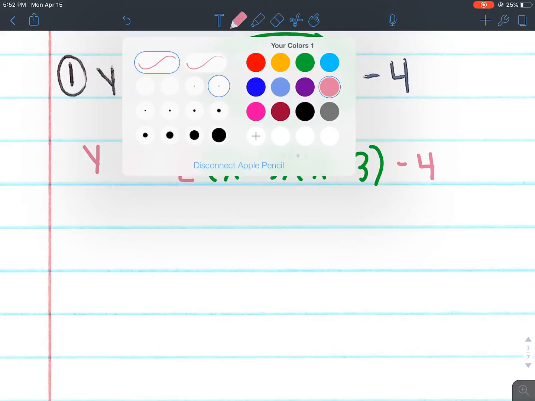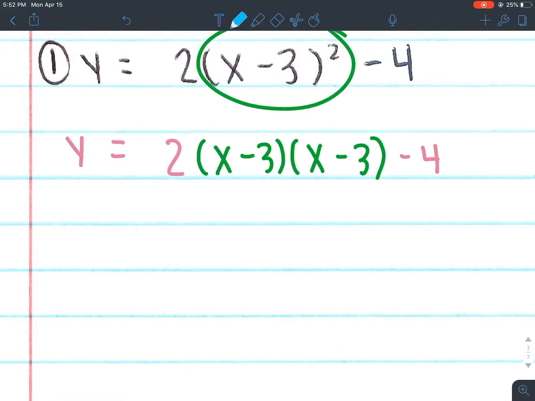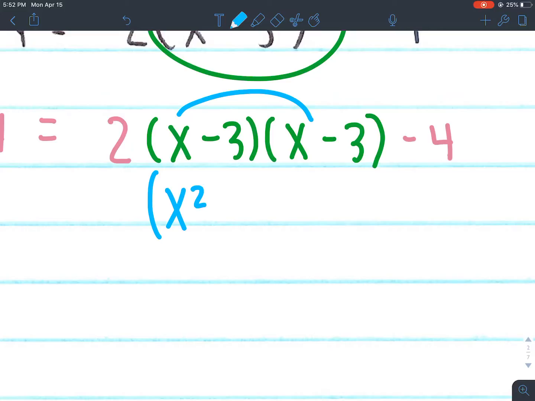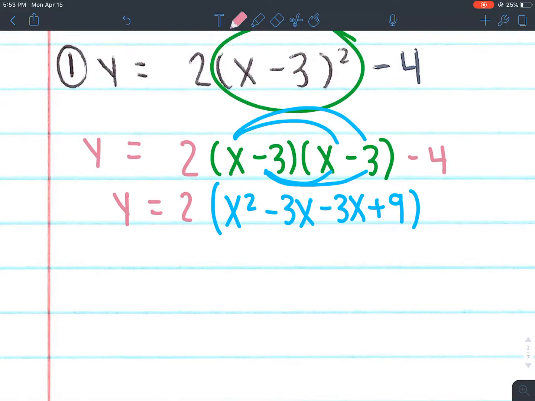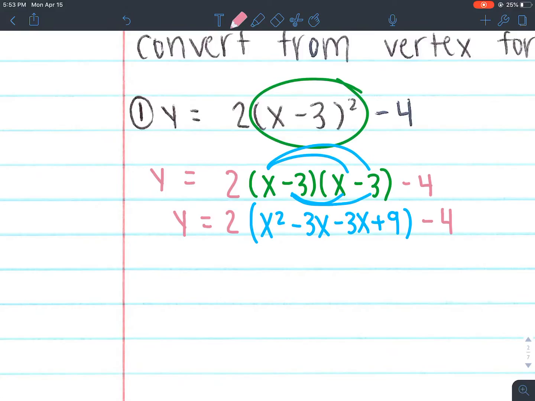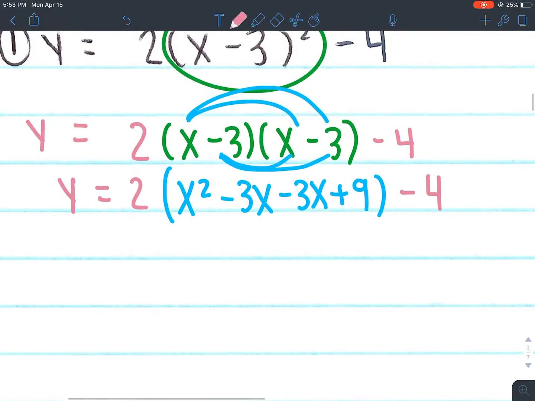Next we are going to double distribute. So we have x times x, which is x squared. Now these are still going to be in parentheses when we're finished. So x squared, x times negative 3 is negative 3x. Negative 3 times x is negative 3x. Negative 3 times negative 3 is positive 9. Again, everything else has stayed the same. I haven't changed anything, so everything in pink has stayed the same from the beginning. The only thing I've done is I've written my parentheses twice, and I've double distributed.